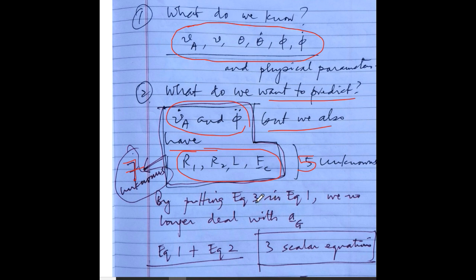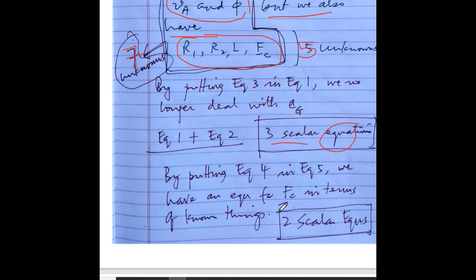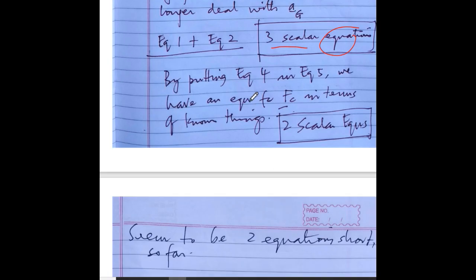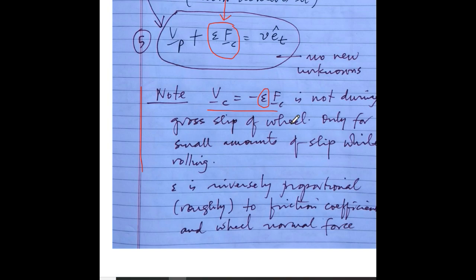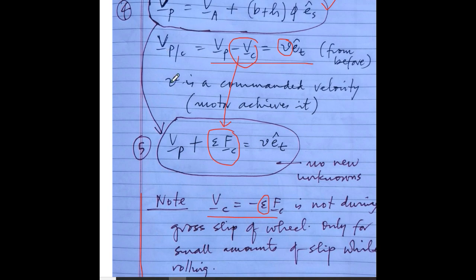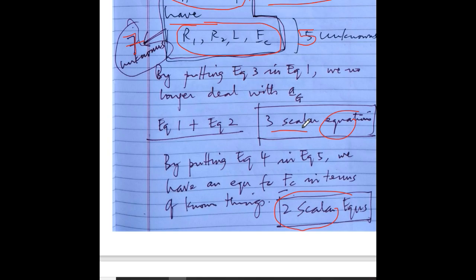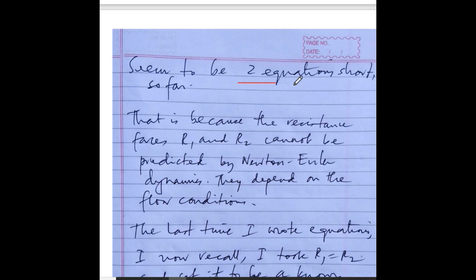Remember that by putting that equation 3 in 1, you can go back and look. We no longer deal with AG. So equation 1 and equation 2 are giving me three scalar equations. And by putting 4 in 5, we have an equation for FC in terms of known things that gives me two scalar equations. Let's look at 4 in 5. If I put 4 in 5, VP is known from kinematics, and this is known from motor command, so therefore I know FC. So that's two equations. So then I have five equations, right? So we seem to be two equations short.